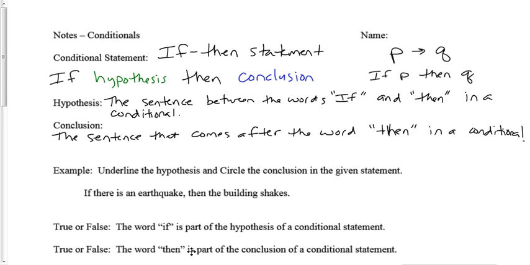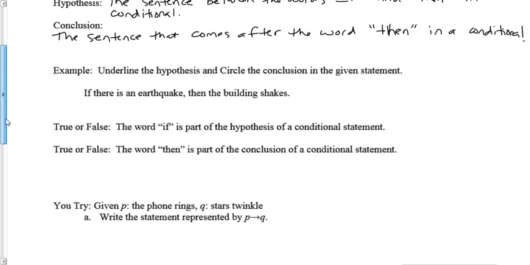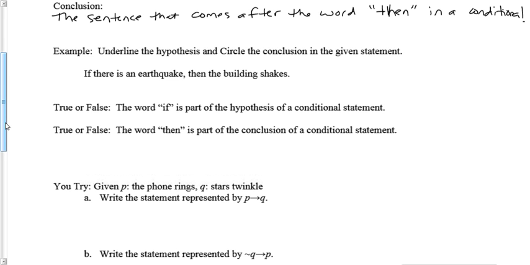Moving on to the example. In this example, we're going to underline the hypothesis, and we are going to circle the conclusion in this statement. When I underline, it's the sentence between the if and then. So there is an earthquake. That's my hypothesis. And the conclusion is the part that comes after the word then. It's going to be the building shakes.